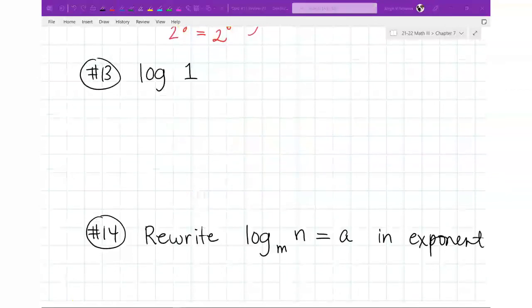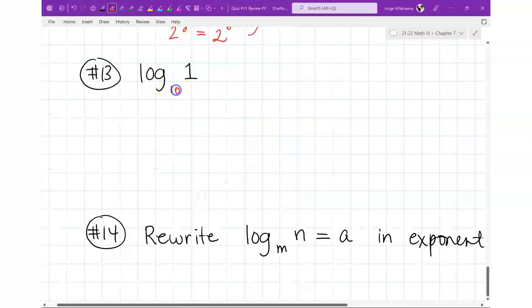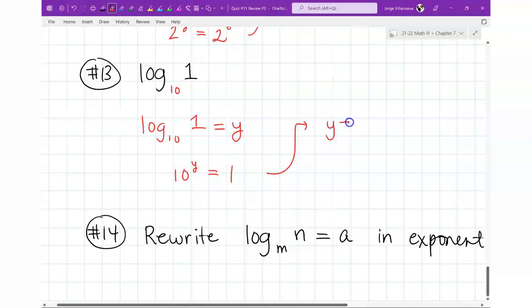Log base what? 10. Okay, I'm going to write it. Log base 10 of 1. So, log base 10 of 1 is equal to y. Let's change it to an exponential. 10 to the y equals 1. What's y equal to? 0. Yeah, because anything to the 0 power is equal to 1, with the exception of 0. But I'm never going to write 0 to the 0 on the test and then try to trick you guys. Don't worry, in calculus, maybe, not here.